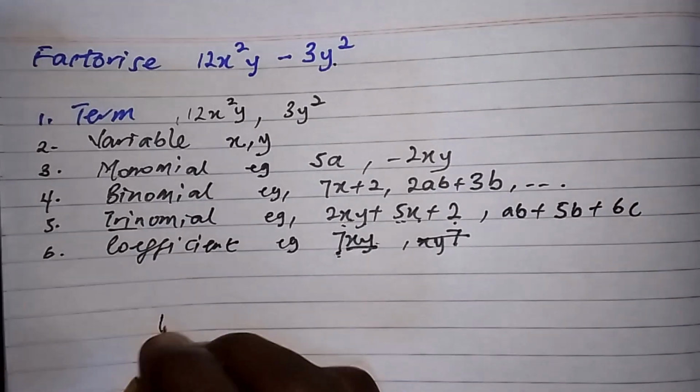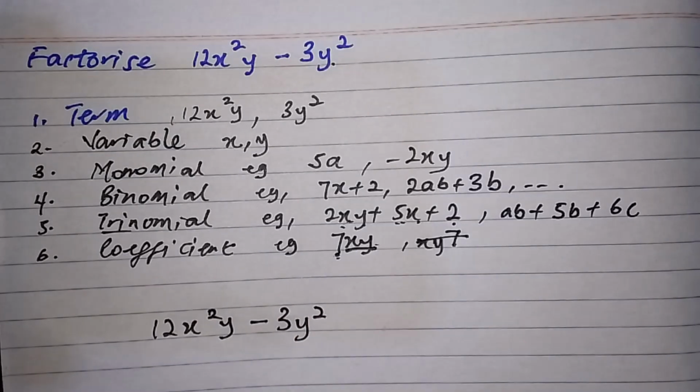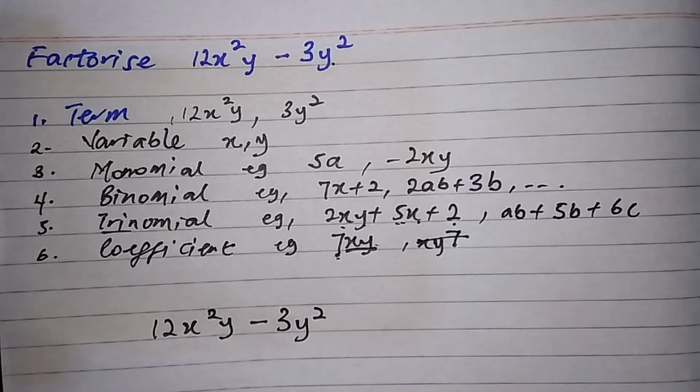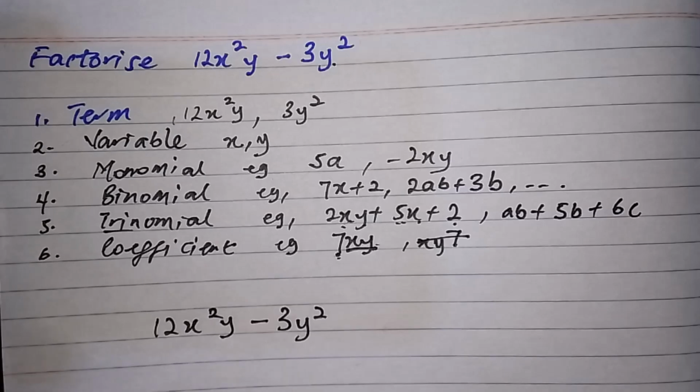Now the given expression is 12x squared y minus 3y squared. When we say to factorize, it simply means to bring something that is common to both terms outside the two terms, where we introduce the brackets. So we have to factorize 12x squared y minus 3y squared. The first thing we do here is look for the common factor in both terms of the expression. A common factor is a number or a letter or a variable which is common to this term and at the same time common to this term.